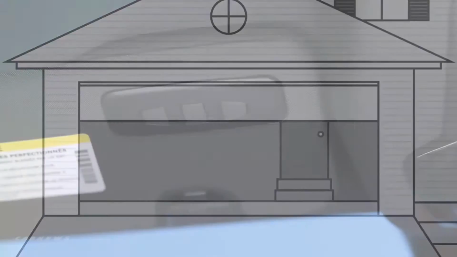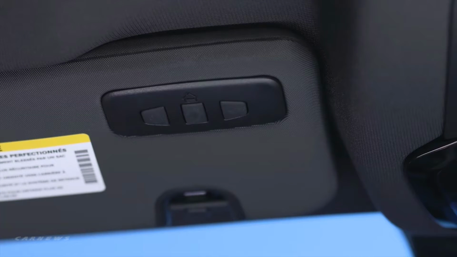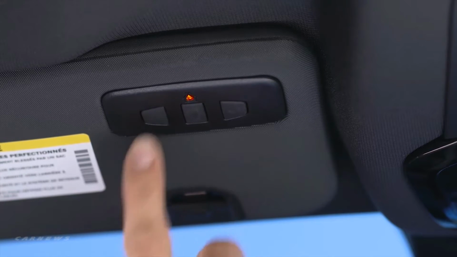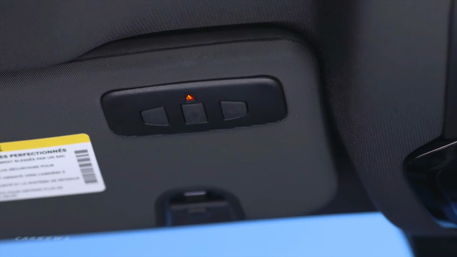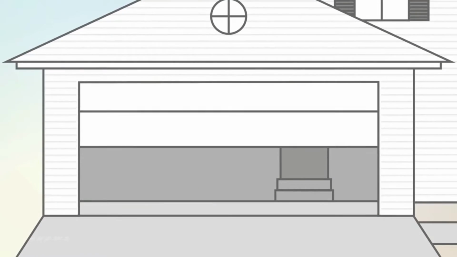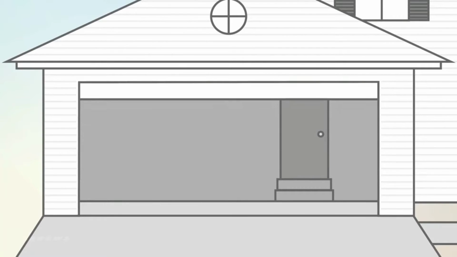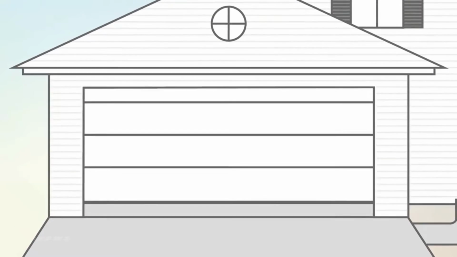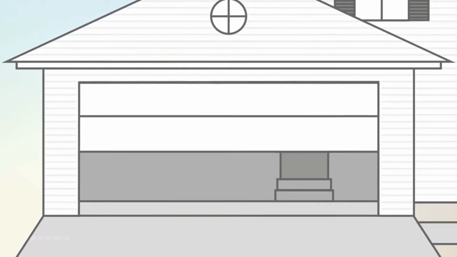To check your programming, push and hold the just programmed HomeLink button and observe the indicator light. If the indicator light stays on continuously, then programming is complete, and the garage door should activate when the HomeLink button is pushed. At this point, if you have an older, non-rolling code garage door opener, you're done. Your HomeLink controls and garage door opener should now be in sync.